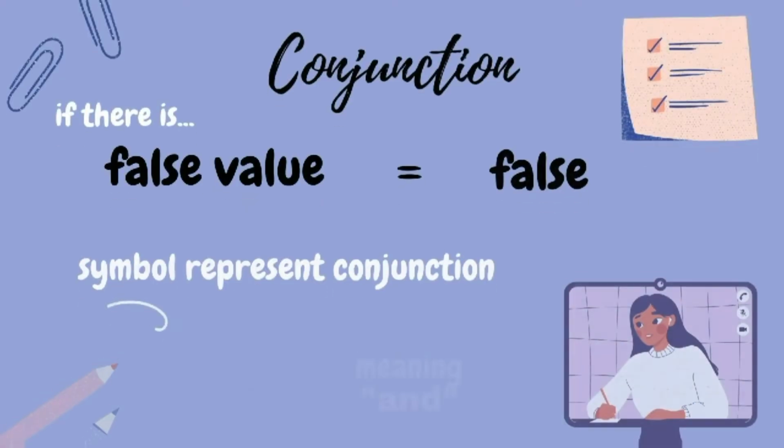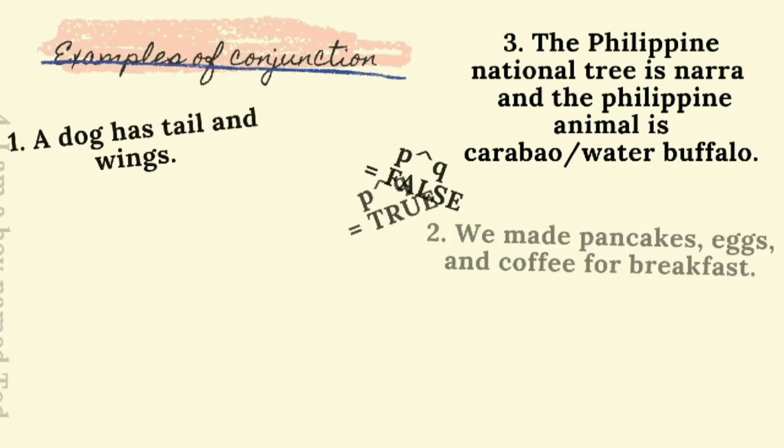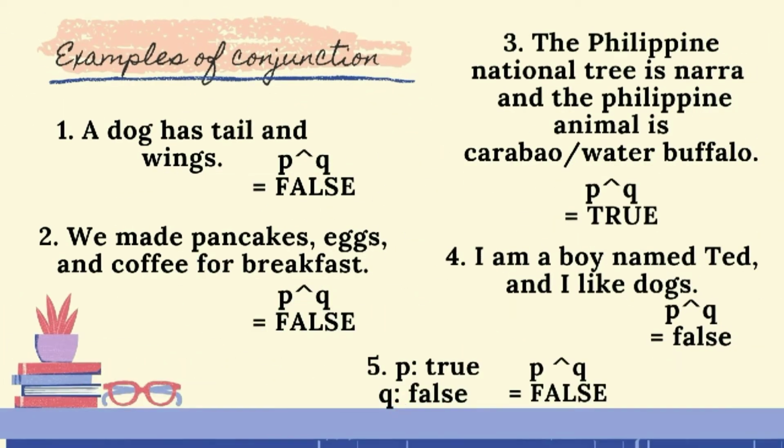Conjunction. All you need to know is that when it has a false value, it is false, and this is the symbol used in conjunction, meaning and. Here are some examples of conjunctions. A dog has a tail and wings. False because dogs don't have wings.